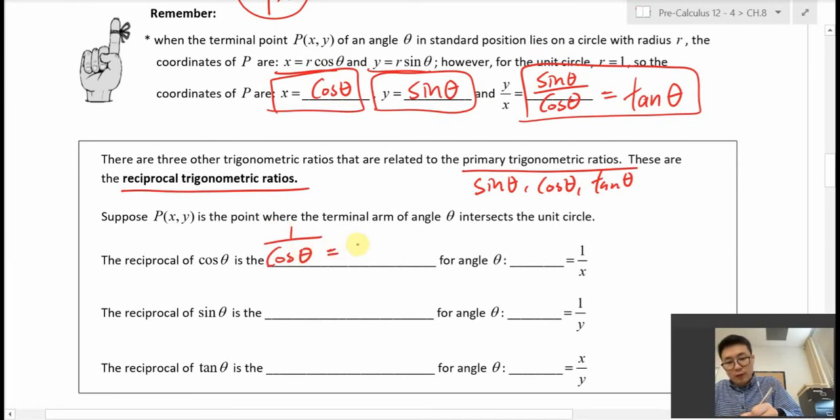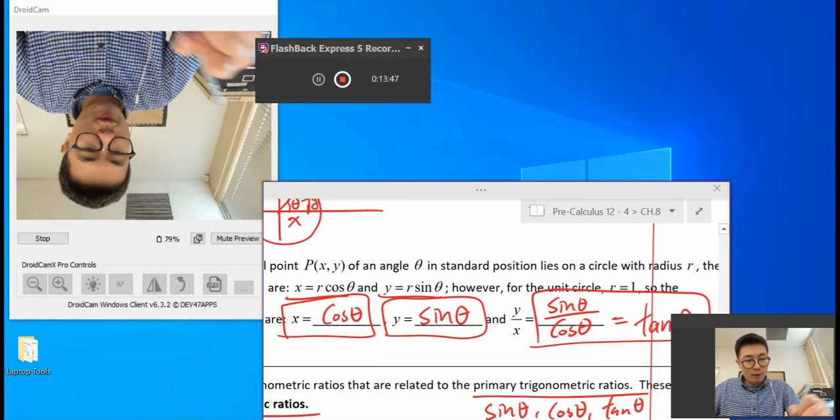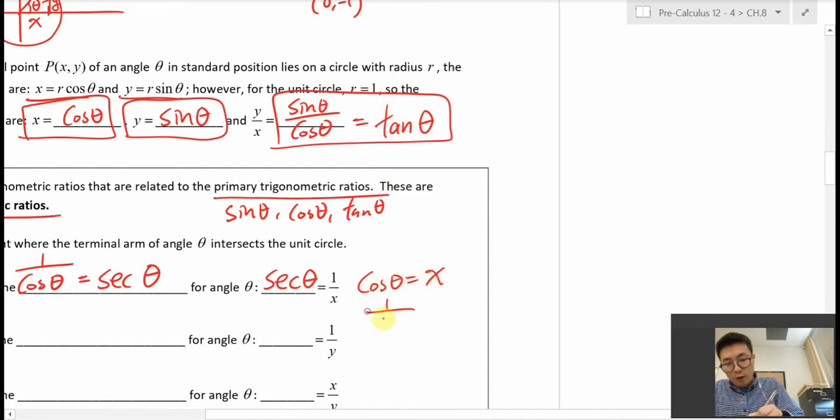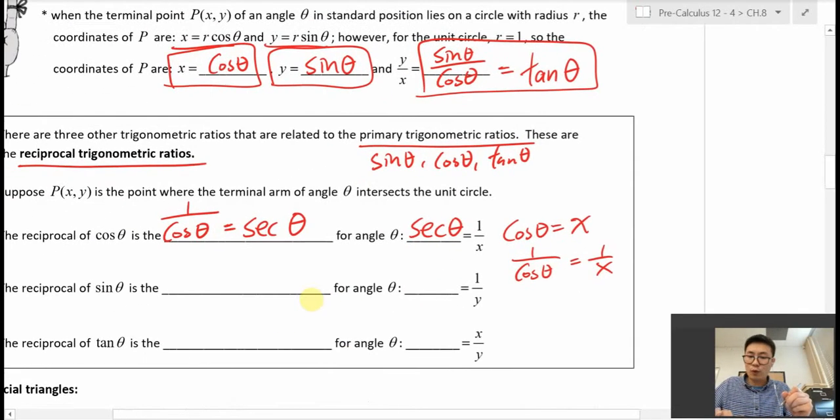And we have a name for this. This is called secant theta, SEC, secant theta. And of course, if cosine theta is equal to x, that means secant theta is 1 over x. Cosine theta, recall, is equal to x. Therefore, 1 over cosine theta, which is secant theta, is 1 over x. That's how we get this.